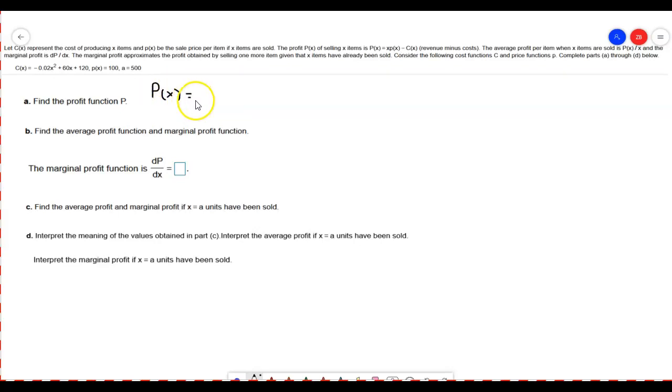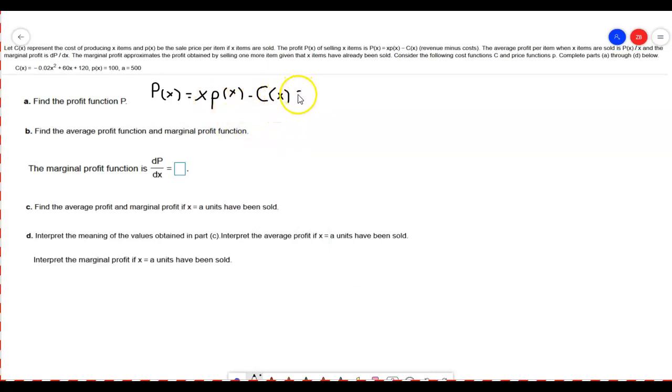It is X times our sale price, minus our cost function. That's a C there, make sure. All right. It's kind of a horrible C. Let me see if I can make that a little bit better of a C.